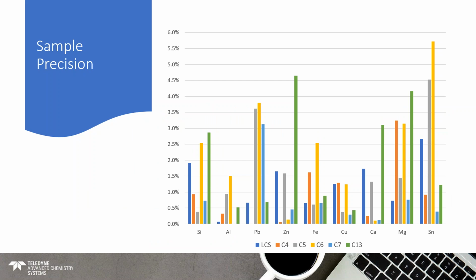Lastly, we did a little bit of work to show the reproducibility. So the RPD was calculated for that lab control sample and for the spike samples. The LCS RPDs, on a clean sample, were all less than 3%, while the sample RPDs were all less than 6%. So again, this easily meets the 10% RSD expectation, and many elements had RPDs of less than 0.5%.